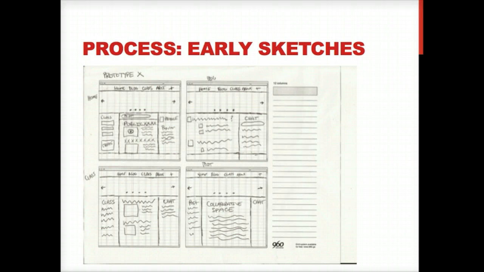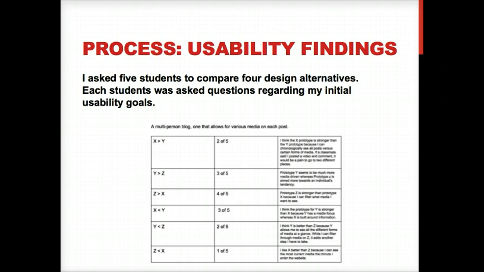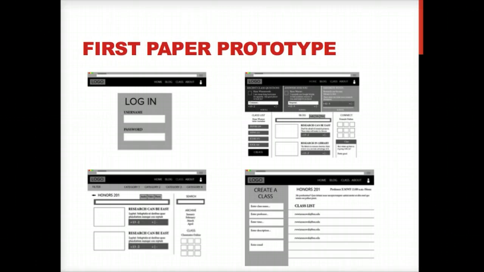To begin, we started creating 4 design alternatives for the project, so there are some early sketches. I would ask 5 students to compare the 4 design alternatives, and I'd give them a usability goal, and based on their own opinion, they'd tell me, well, I like X better than Y, or Y better than Z, and they would give me an explanation as to why they like this prototype better than the other one. So then from there, we were able to build our first paper prototype.